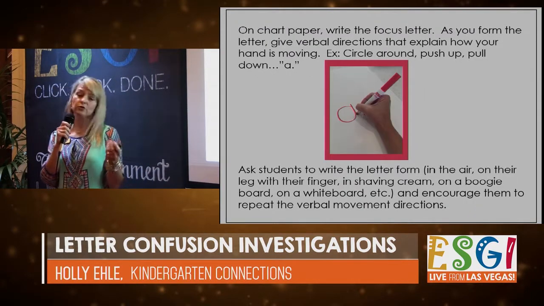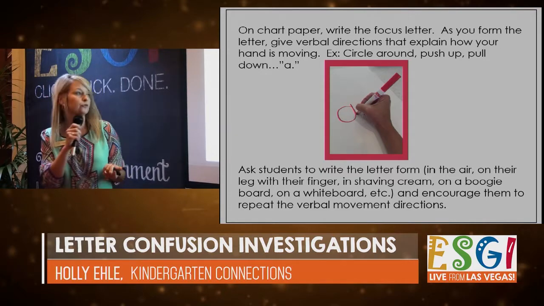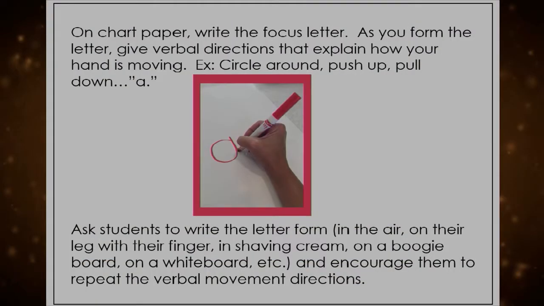Okay, so if I'm going to start teaching a focus letter in my classroom, here are some things that we do in our school. First of all, when I'm teaching a lowercase a, I always use a verbal direction cue prompt to teach the letter. So I might say circle around, push up, pull down, A, because that will help. When your mouth is saying circle around, if the child's hand is going straight down to put the stick first, that will stop his brain because he's saying circle around, but his hand is just going straight down.